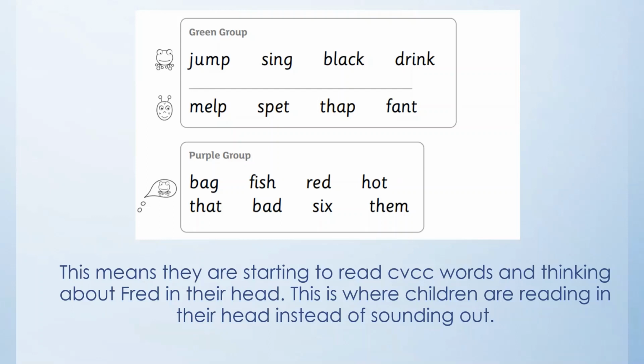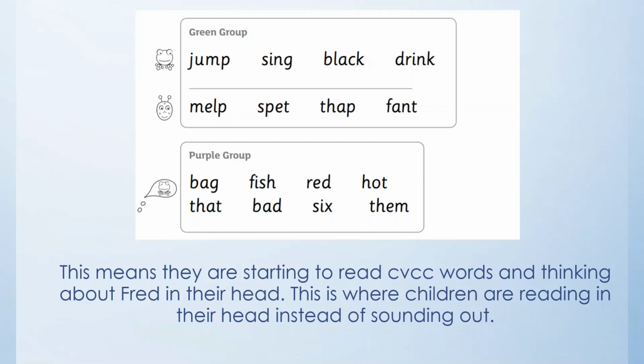We have a green group box at the top and a purple group box at the bottom. Next to that green group box, there's a little frog. And here we can see some words that we would expect children to Fred Talk, sounding out each sound and blending them together.